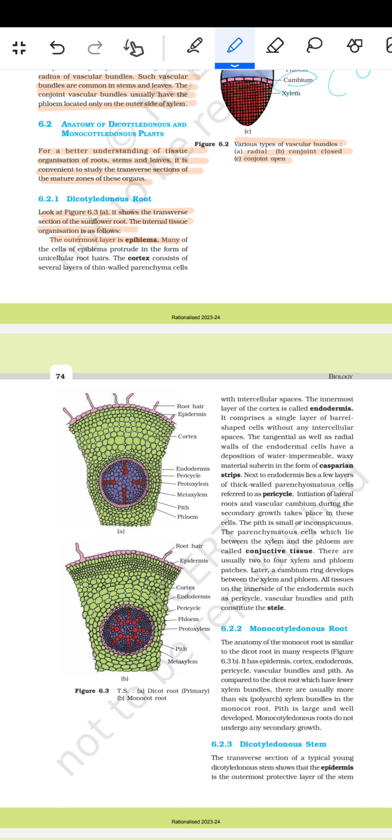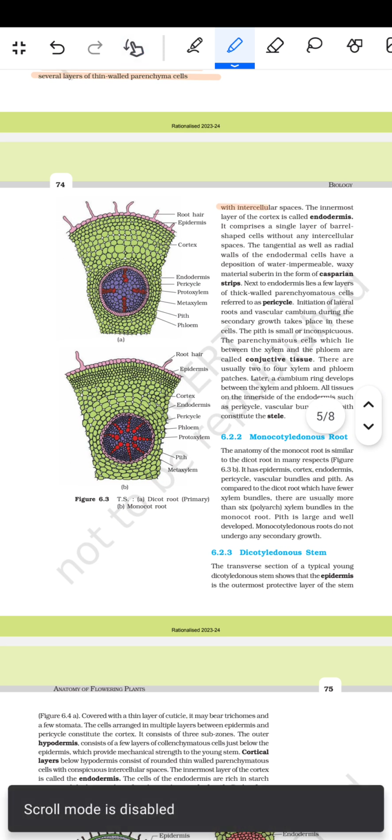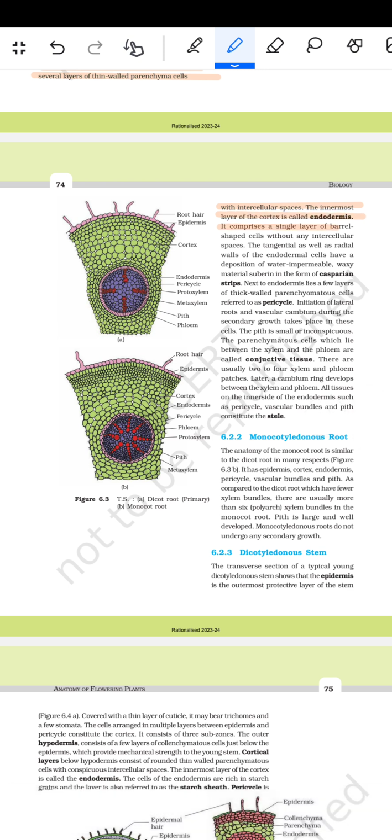The outermost layer is the epiblema. Many of the cells of the epiblema protrude in the form of unicellular root hairs. The cortex consists of several layers of thin-walled parenchyma cells with intercellular spaces. The innermost layer of the cortex is called the endodermis, which comprises a single layer of barrel-shaped cells without any intercellular space. The tangential as well as the radial walls of the endodermal cells have a deposition of water-impermeable waxy material suberin in the form of Casparian strips.